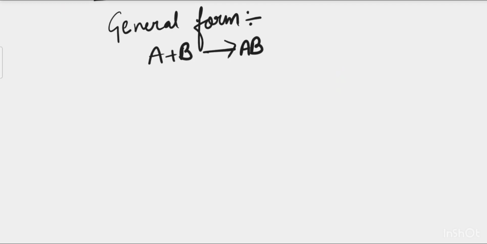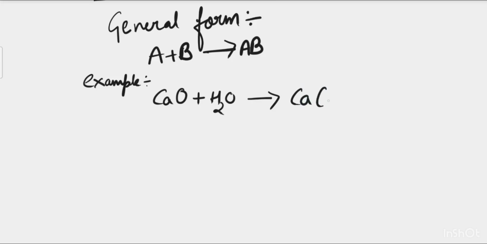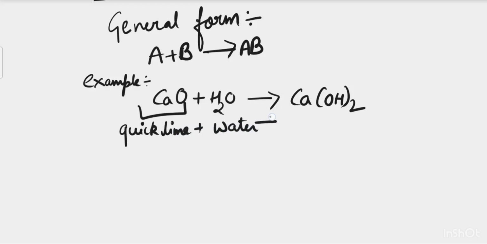Let's now consider an example. If we consider an example, it is CaO plus H2O, quicklime plus water. It will combine to form Ca(OH)2. It is slaked lime. This is quicklime plus water to form slaked lime.